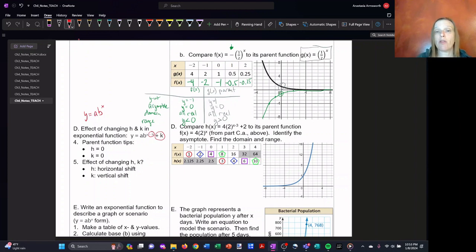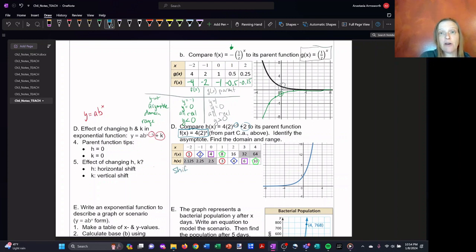So we're going to start with the parent function of f of x equals 4 times 2 to the x power. And I've graphed that here in blue. This is actually the same graph that we drew back in part A above. But we're going to do further transformations with it because we've got this subtraction by 3 up here in the exponent, and then we're adding 2. And what you'll see as we do this is you will see, hopefully, that this is a shift.